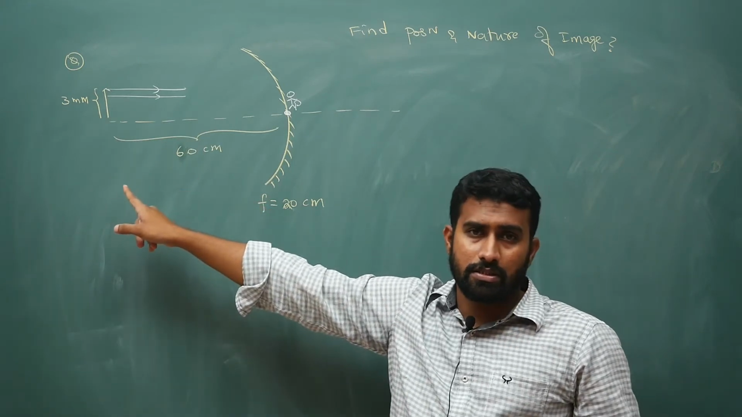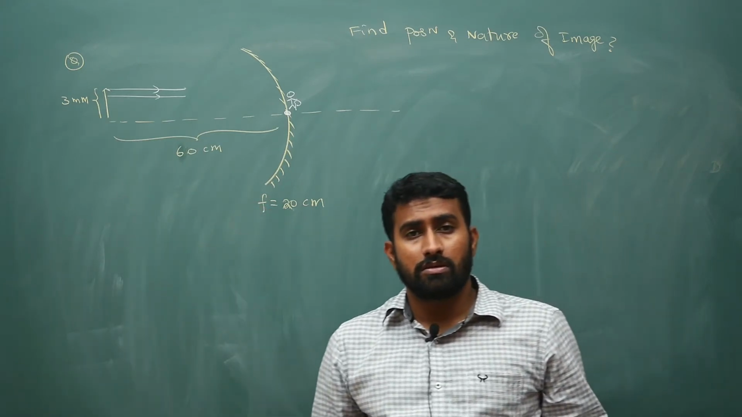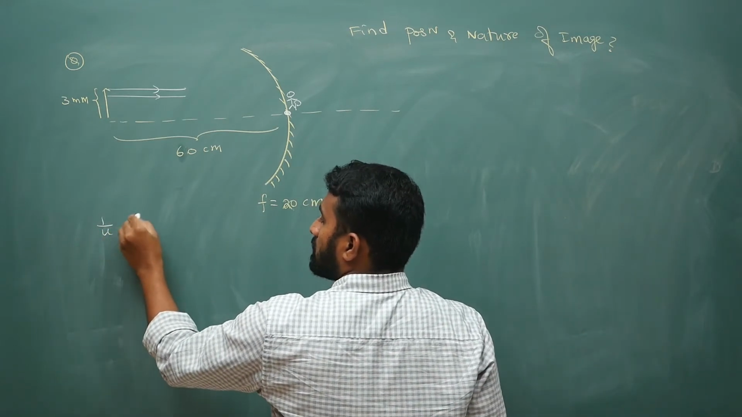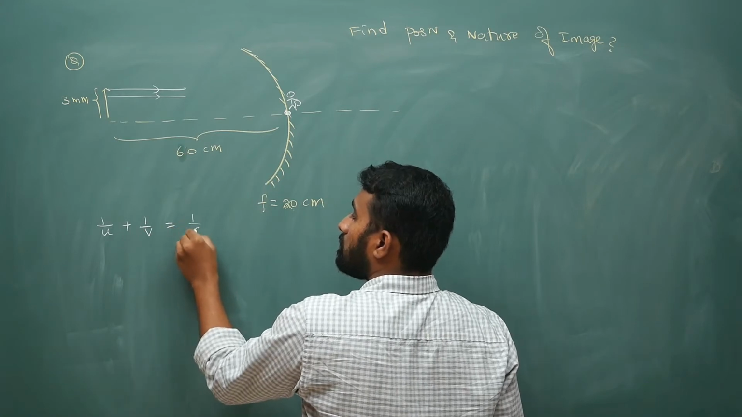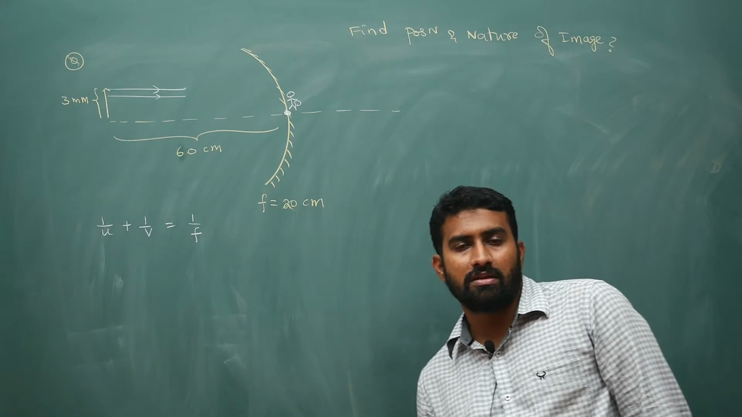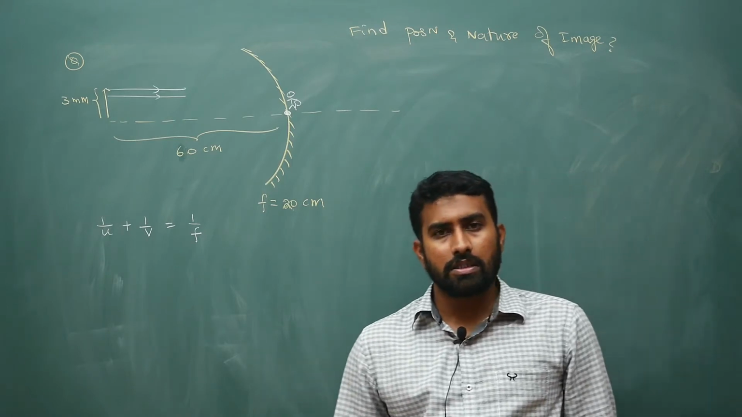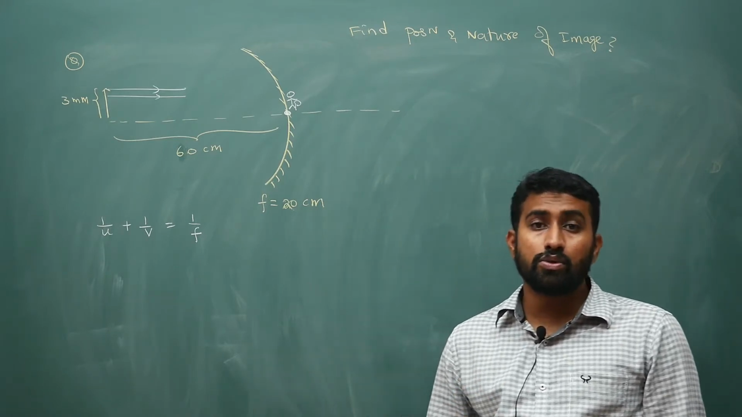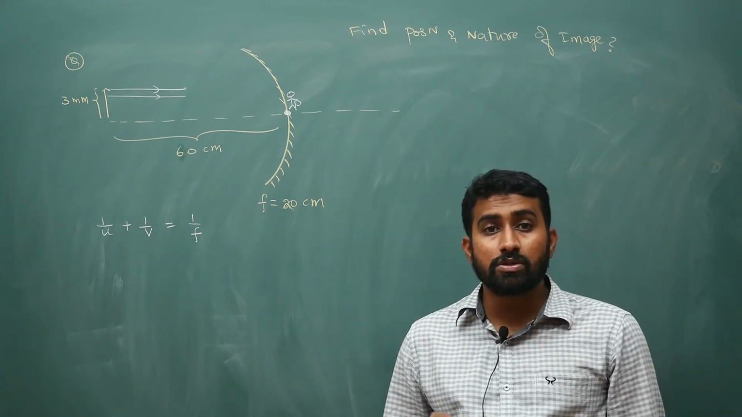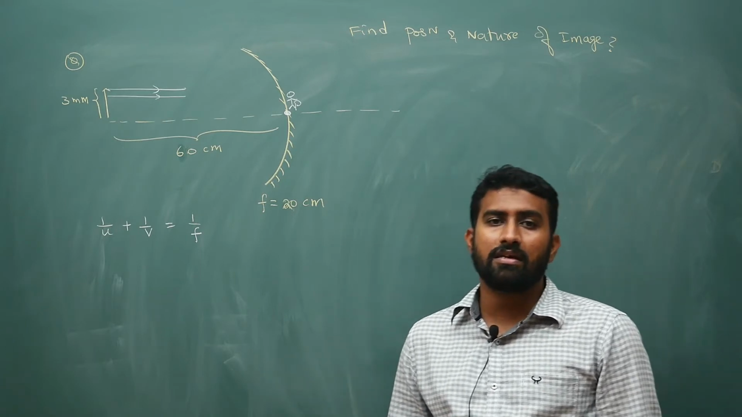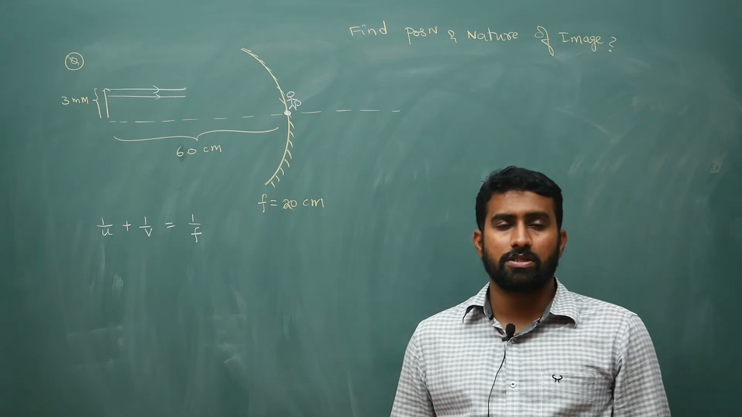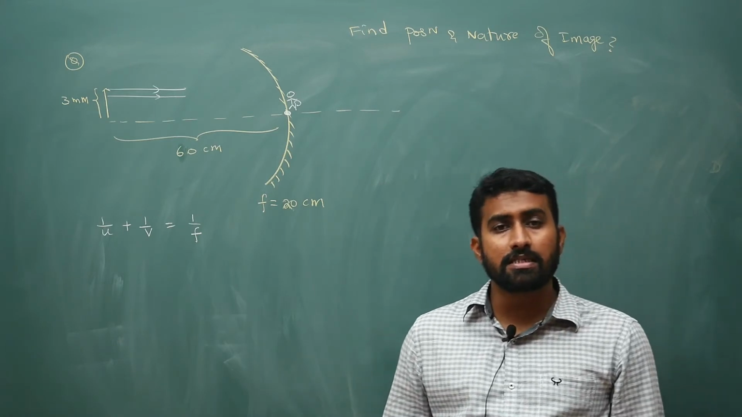Now if you look at this, what did I tell you? Use the mirror formula. What is it? 1 by u plus 1 by v is equal to 1 by f. In this formula, while substituting the values, you are supposed to substitute the values with sign convention. At any cost, with sign convention. What did I tell you in the sign convention? In the direction of incident ray it is positive and opposite to the direction of incident ray it is negative.